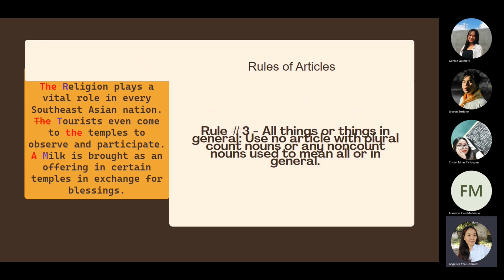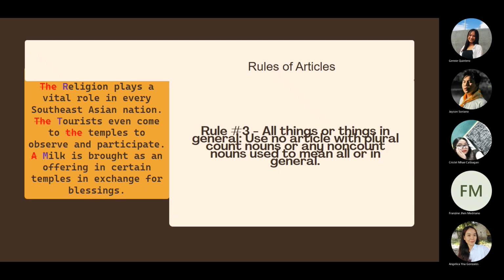Now for rule number 3, all things or things in general use no article with plural count nouns or any non-count nouns used to mean all or in general. So I have here the example. The religion plays a vital role in every Southeast Asian nation. The tourists even come to the temples to observe and participate. A milk is brought as an offering in certain temples in exchange for blessings.